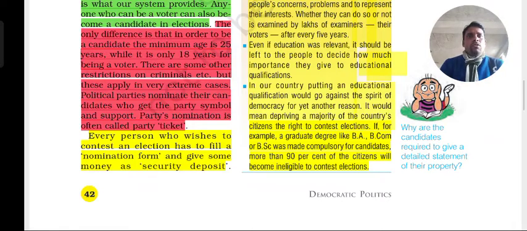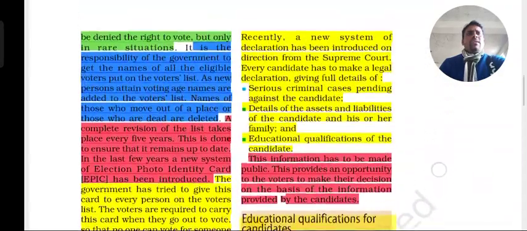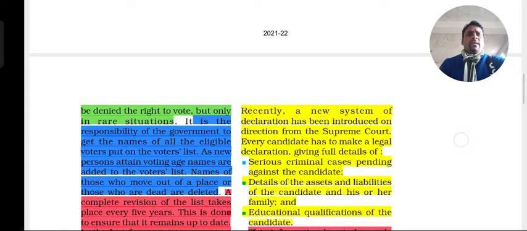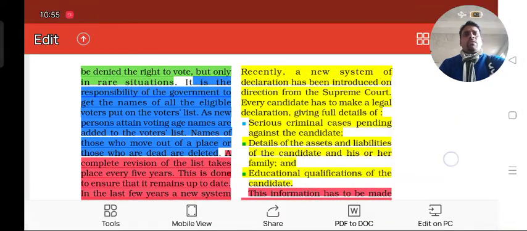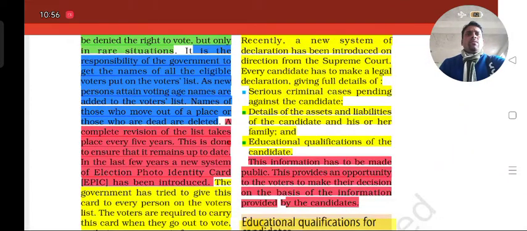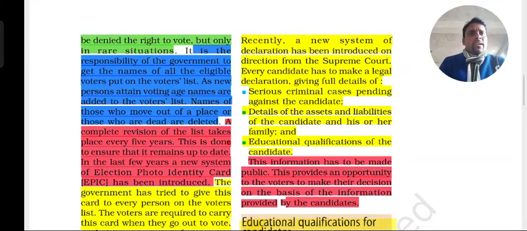And every person who wishes to contest an election has to fill a nomination form and give some money as a security deposit. So any person who wants to stand or contest the election should fill the nomination form and keep some amount as a deposit for security purposes. So different types of systems are being made by the government these days. That is for all, not for any party people or any group of people; it is done for all.